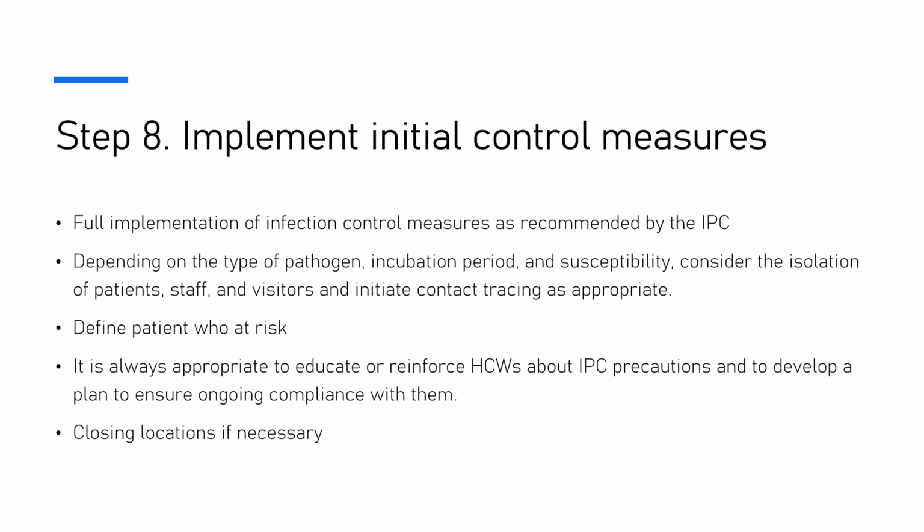So step 8, which is implement initial control measures: you should implement full infection control measures recommended by the IPC, and these measures depend on the type of pathogen and the incubation period of this pathogen. You should also define the patients who are at risk, and you should also check the healthcare workers and educate them about these measures and how to deal with them. And you should also have a closing location if necessary.